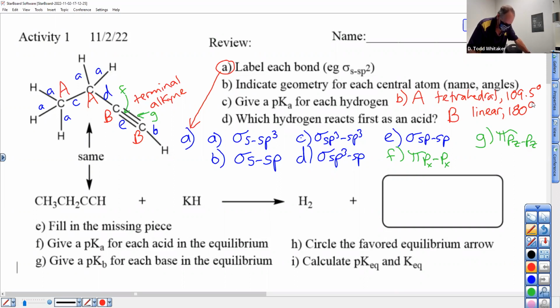Okay, which hydrogen reacts first as an acid? I'm just going to go like this. I know I skipped C. I will come back to C. That's the answer to that question if you like non-verbal answers. And give me the pKa for part C. We'll go pKa's in purple.